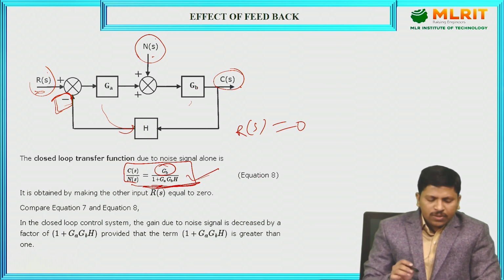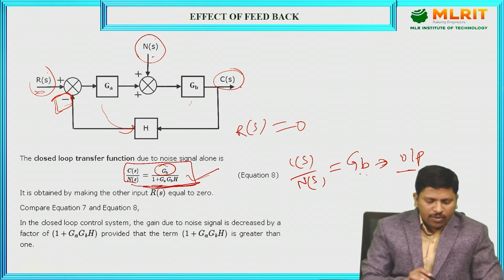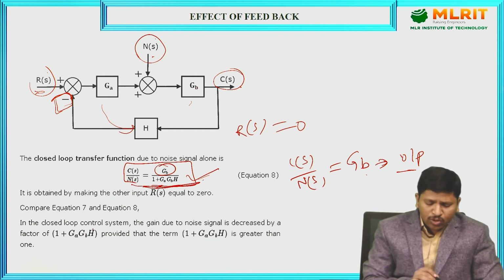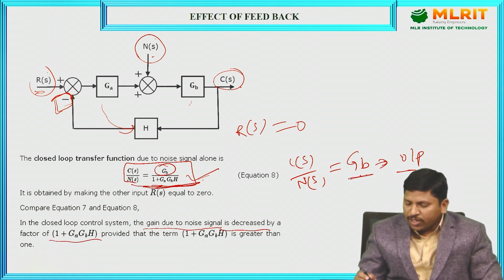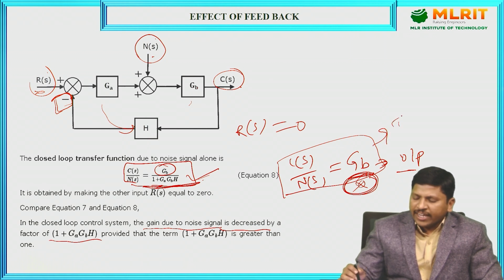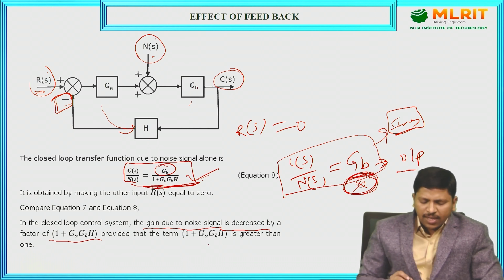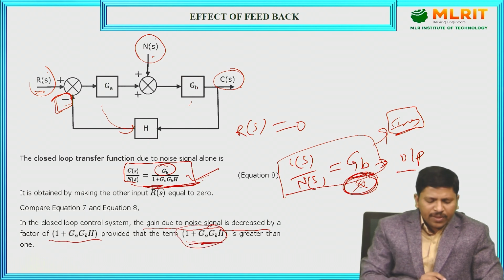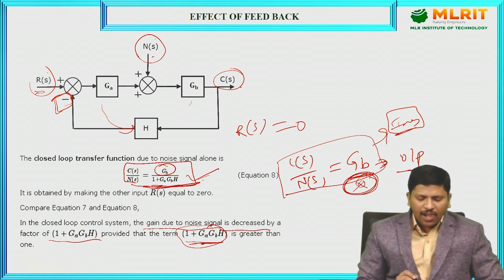Now compare these two. C of S by N of S equals GB for the open loop transfer function, and this one is for the closed loop. Observe these two. In the closed loop control system, the gain due to the noise signal is decreased by a factor of 1 plus GA GB H. In the open loop system there is no denominator term, so the gain GB remains. Here the denominator factor 1 plus GA GB H is available. So based on this factor, the closed loop control system gain due to the noise signal is decreased. This is one of the effects.